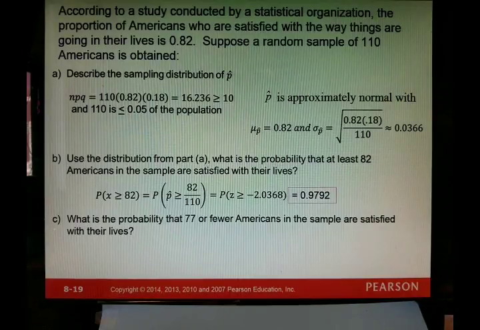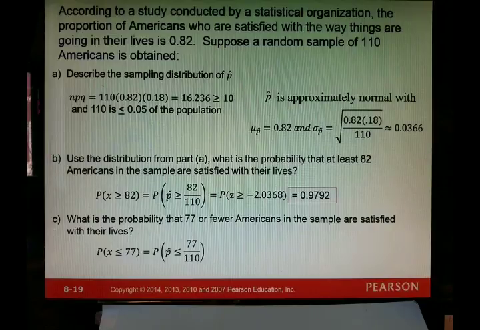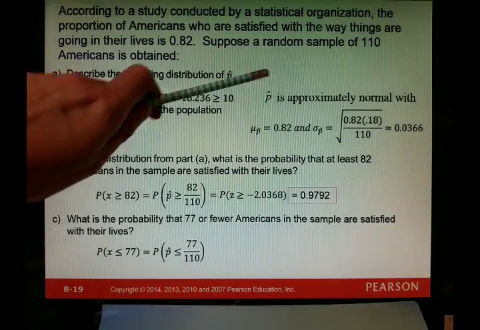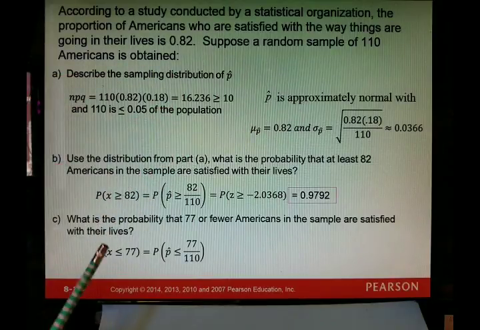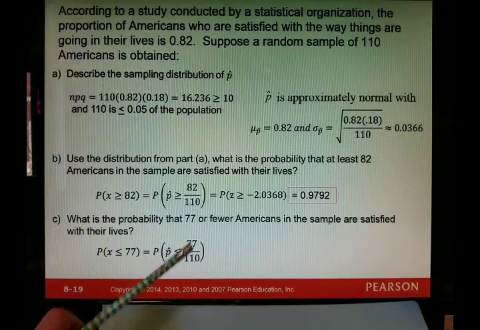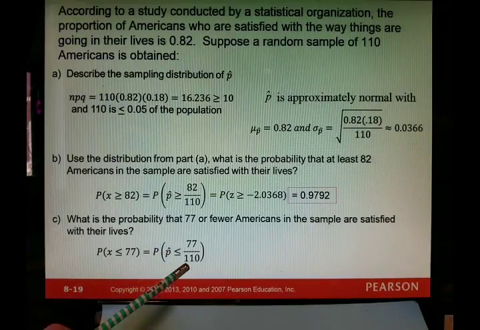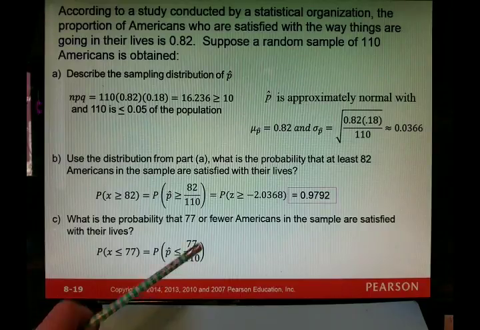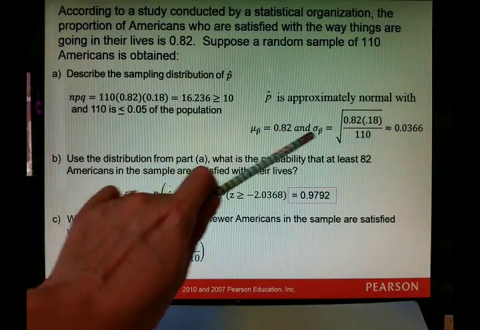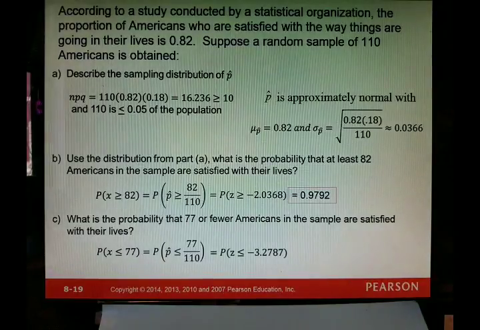The next one is what's the probability that 77 or fewer Americans in the sample are satisfied with their lives? Again, the X is 77. It's not a proportion. Remember, these are all about the proportions this time. So I'd have to convert that to a proportion. That was 77 out of 110. I would get this value. After I get that value, top divide by bottom, enter. Then I'm going to minus the mean of 0.82, enter, and divide by the standard deviation. That will give me my z-score.